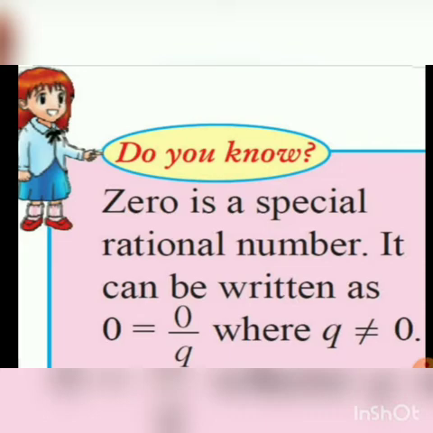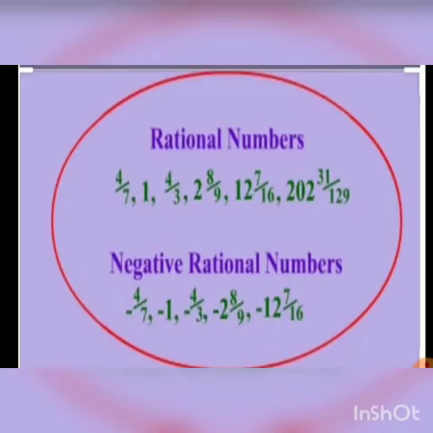But 0 can be divided by any number. But the answer will always be 0 itself. So 0 can be expressed as 0 by any number you can write. So 0 is a special rational number. So these are some rational numbers: 4 by 7, 1 by 4, 3 by 2, 8 by 10. These are some positive rational numbers and negative rational numbers. You know what negative integers and positive integers are, right? The same concept here: negative rational numbers and positive rational numbers.